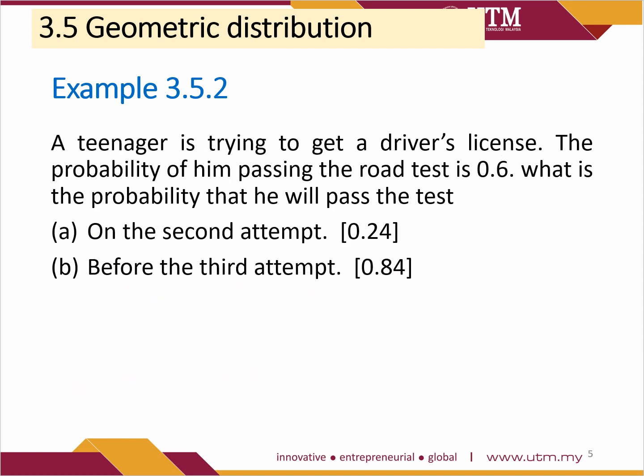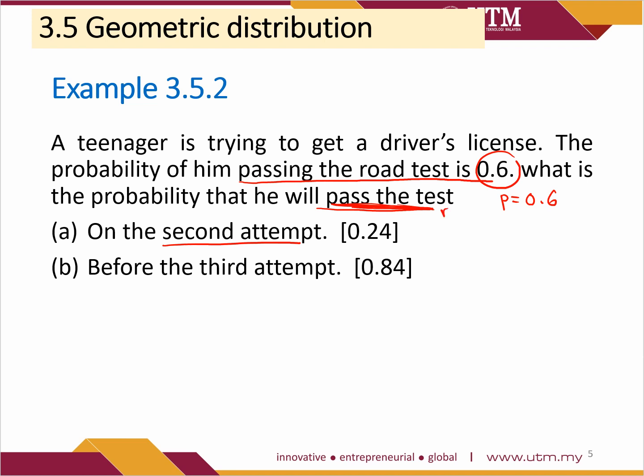The next example: a teenager is trying to get a driver's license. The probability of him passing the road test is 0.6. So 0.6 is the probability of passing. Part A: what is the probability that he will pass the test on the second attempt? Our consideration is those who pass the test, so we can use this 0.6 as our probability. Meaning that on the second attempt he passed.